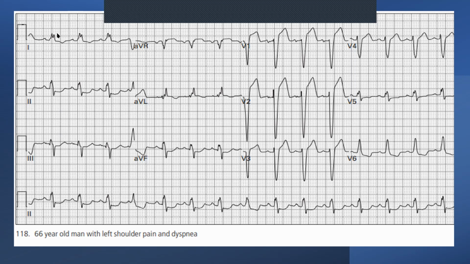So if we look at leads 2, 3, AVF, we see a little bit of ST depressions. Now, when we come to V1, V2, V3, or even if we look at 1 and AVL, or let's look at AVR, we can see a slight ST elevation. But the problem is that when you have a left bundle branch block, the majority of the time, you do get ST elevations and you do get ST depressions. And that's what trips people up.